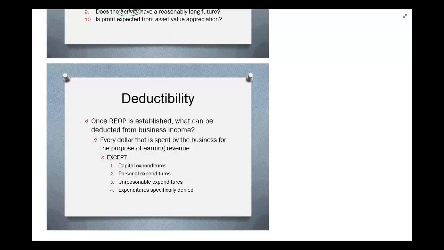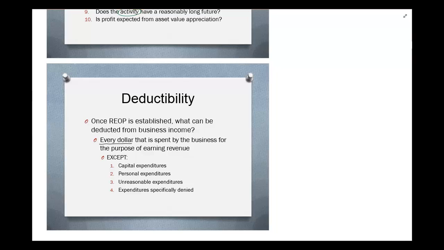The baseline is that every dollar that you spend is deductible. So the baseline is not non-deductible until proven deductible. It really goes the other way. You're deductible until proven non-deductible. And really what this boils down to is 4 broad categories.